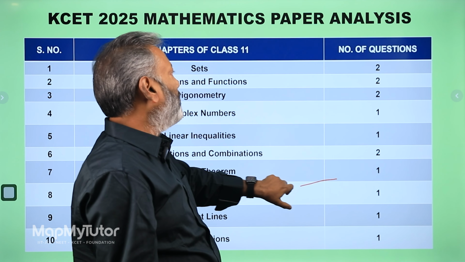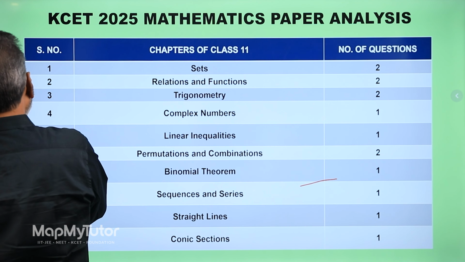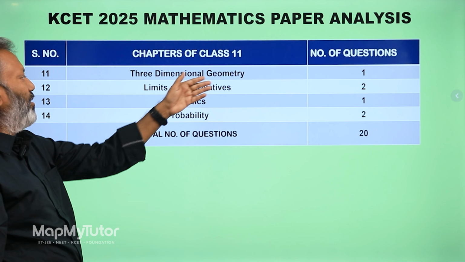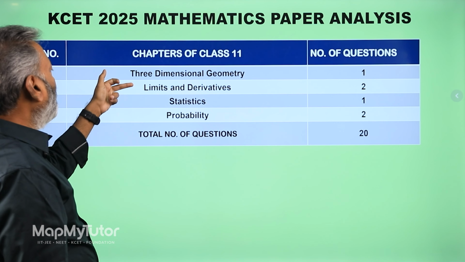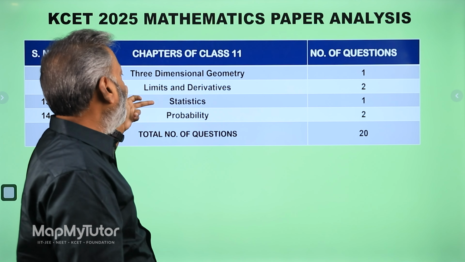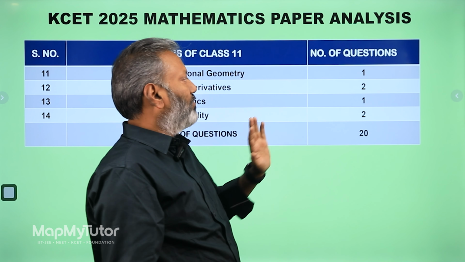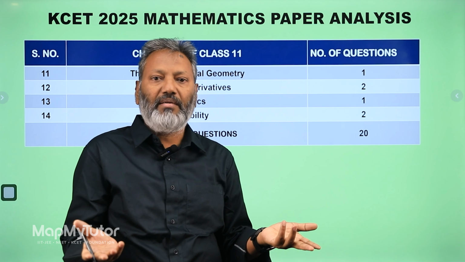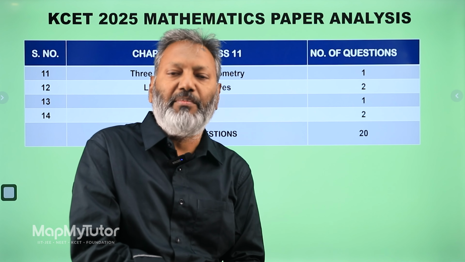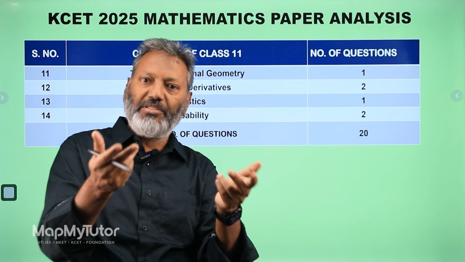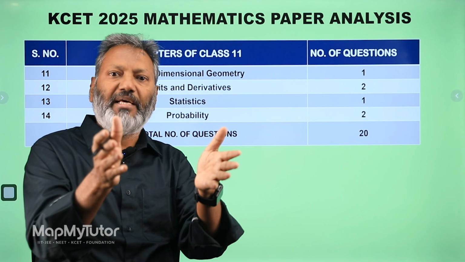Now, coming back to the last topics, that is the remaining 4: 3-dimensional geometry, limits and derivatives, statistics, and then probability. In 3-dimensional geometry, what is there? You know, in 11th 3-dimensional geometry, we have only 2 things. One is distance, the other one is the ratio. Correct? Only focus on that.